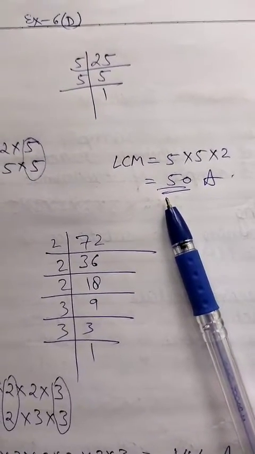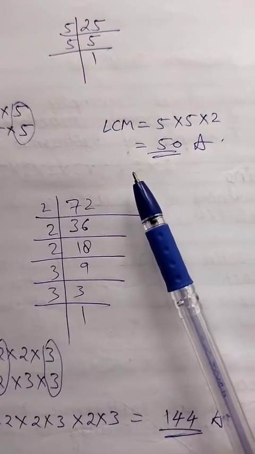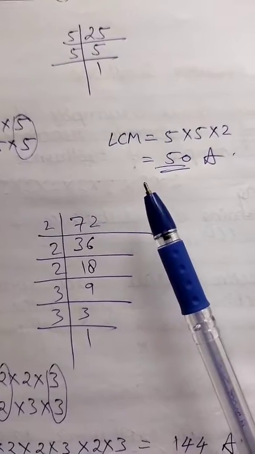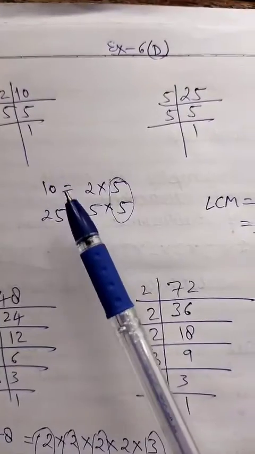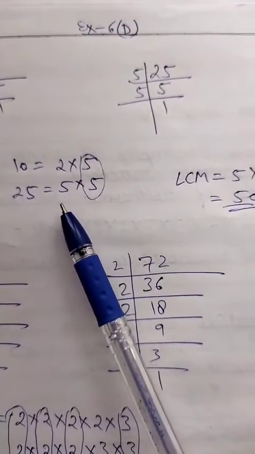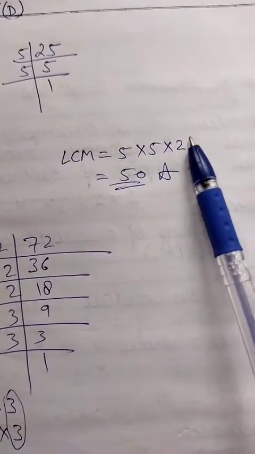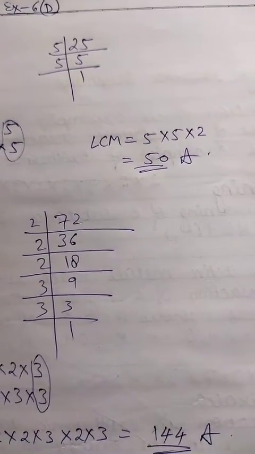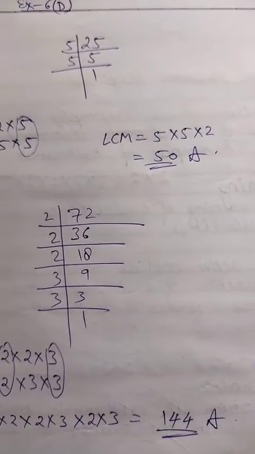Like this you have to find the LCM of every question. Whenever you are asked to find the LCM, you have to find it in this way only. First of all, write the factors of the given numbers, pick out the common factors, and then write those factors which are not common, multiply all the numbers and you will get your LCM. Clear?